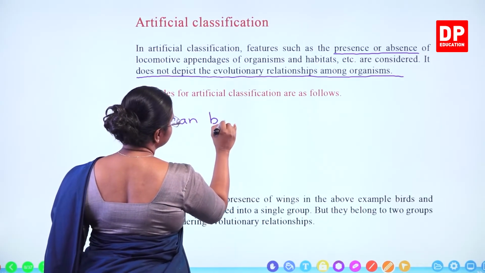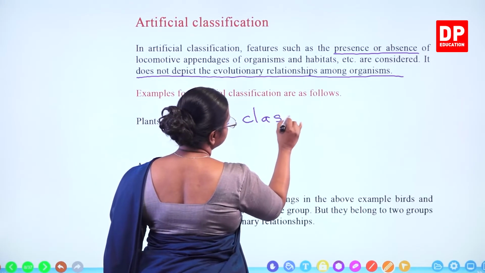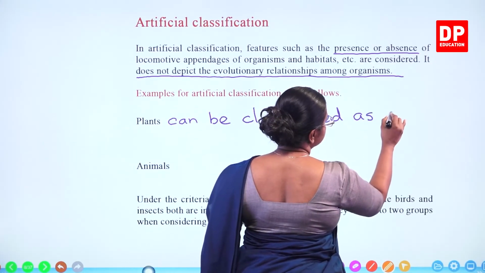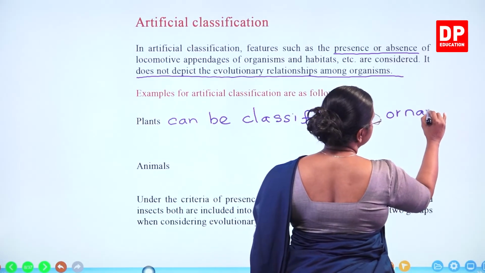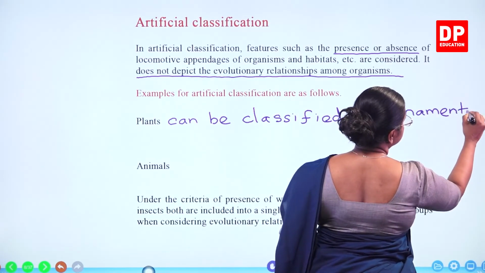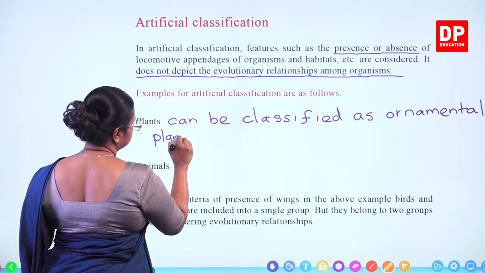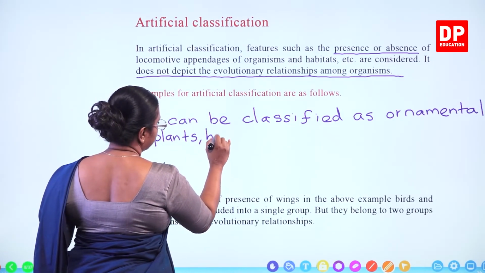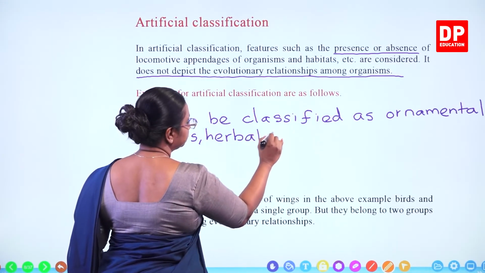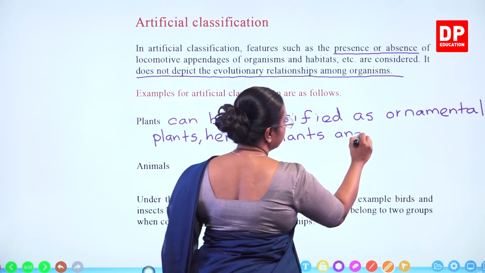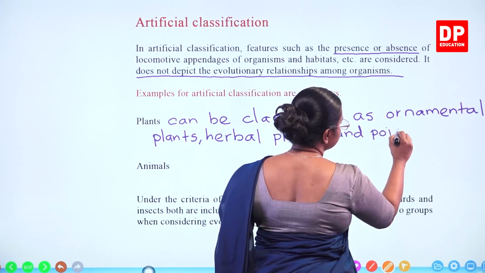Plants can be classified as ornamental plants, herbal plants, and poisonous plants.